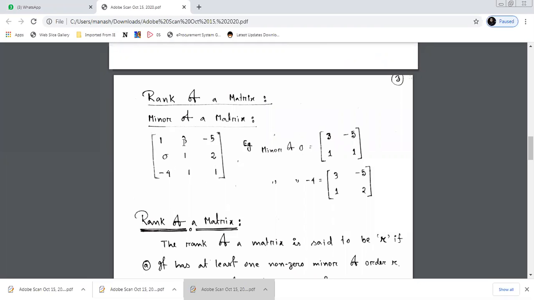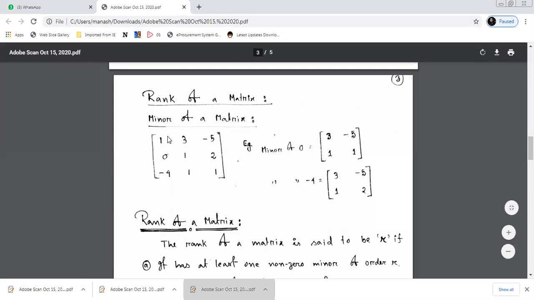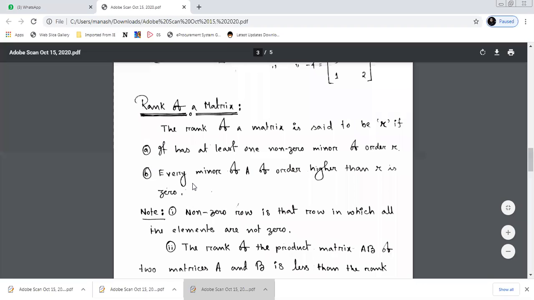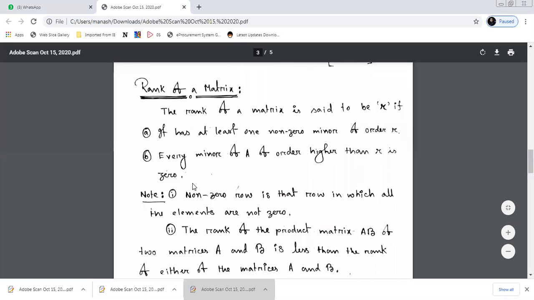Now, if I ask you what is the minor of minus 5, can anybody tell me? Anyone? What is the minor of minus 5 in this case? Yeah, it is 0, 1, minus 4, 1. So that is called the minor of an element of a matrix. Now come to the point: rank of a matrix.